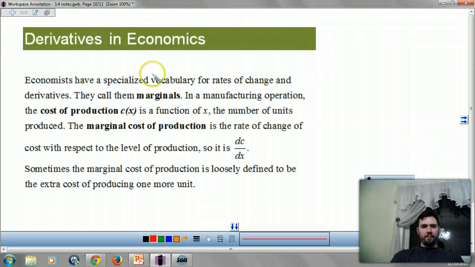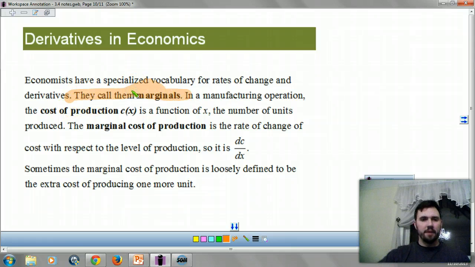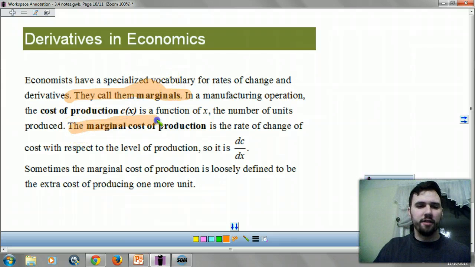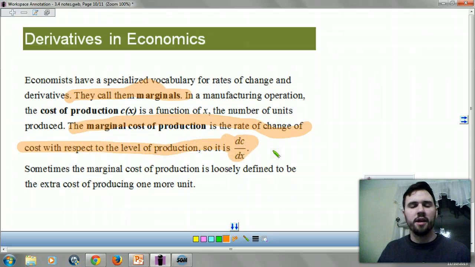Economists came up with a special vocab for rates of change and derivatives. They could have just said rate of change, but they decided to make their own because they're economists. And if you know any economists, you know they're kind of odd ducks. I'm one to talk, I know. Anyway, they call them marginals. The derivative of cost, the marginal cost of production, is the rate of change of cost with respect to production. So the first derivative of cost gives you the marginal cost of production. Take profit, take the first derivative, that's your marginal profit.